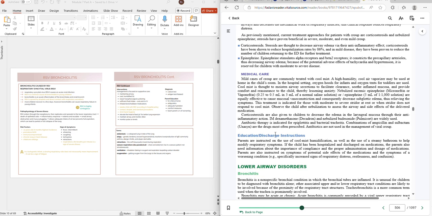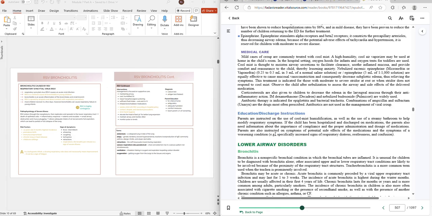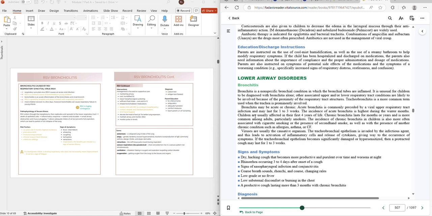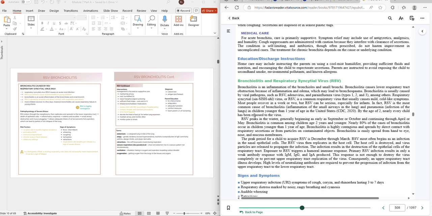RSV is next. So let's go to page 508. It talks about some bronchitis. Let's talk about RSV, respiratory syncytial virus. This can happen in infants. Very common in preterm infants. That's why we encourage them to get that RSV vaccine. Okay.